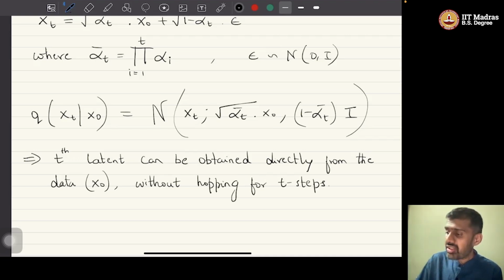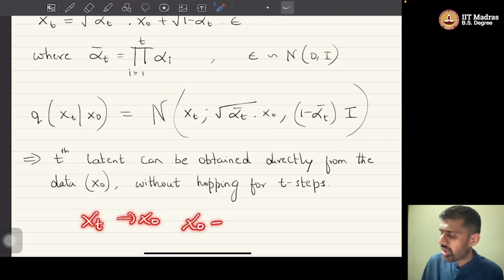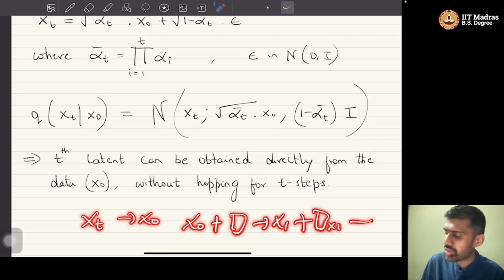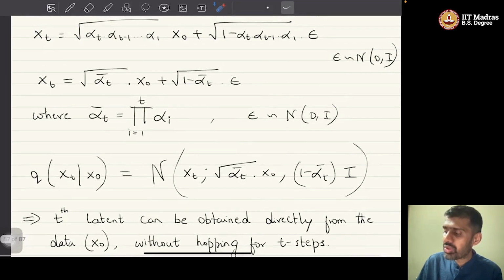That's it, right? See, how do we go to xt from x naught? We start from x naught, add some noise and get to x1, and then add some noise, get to x2 and so on, right? But here what we have shown through recursion is that xt can be directly obtained from x naught without having to hop for t steps. This is one nice property of the forward process.